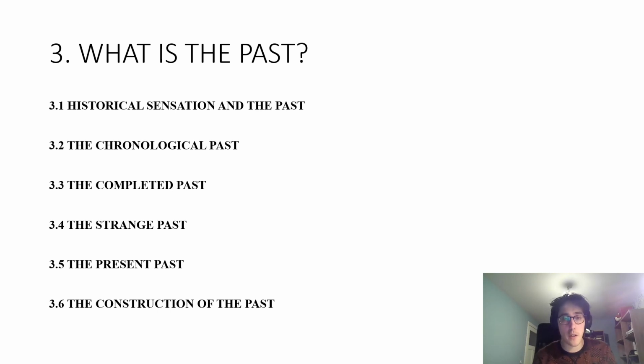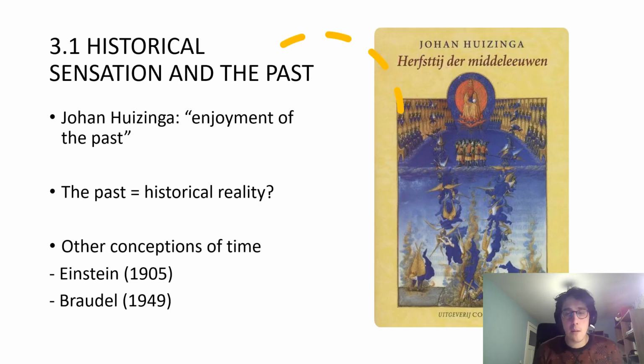We'll first talk about the historical sensation and the past. What is the past? What is history? And then we'll talk about four types of past, four different ways in which we can think about the past. And we'll sort of reflect on how these different ways help us construct the past or an understanding of the past and write history. So is the past the same as historical reality?